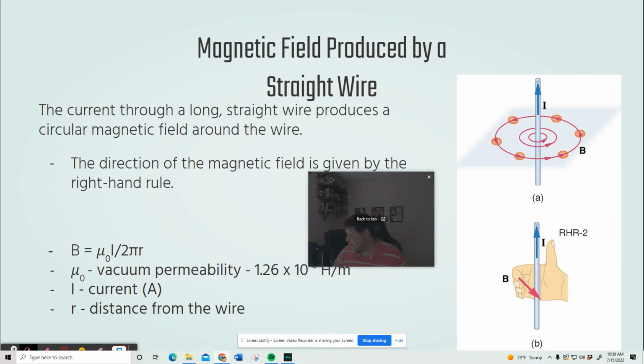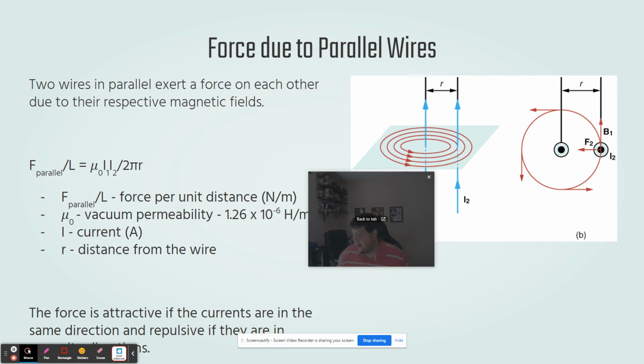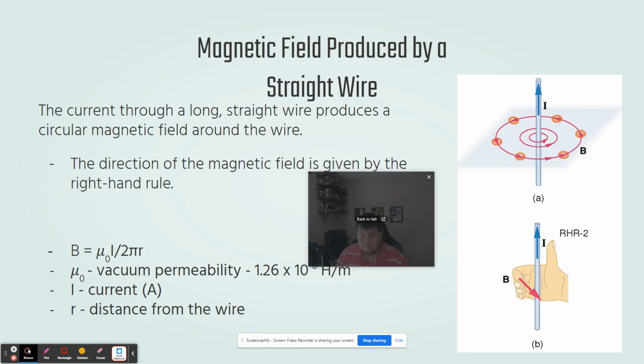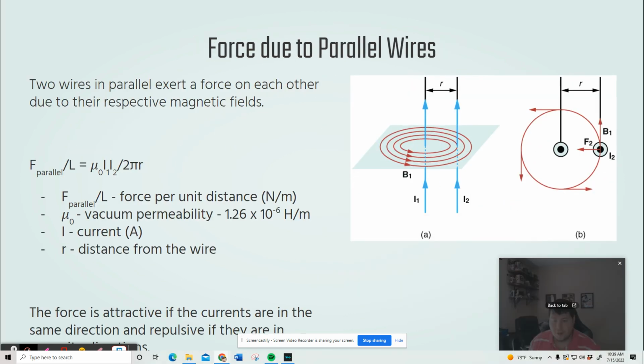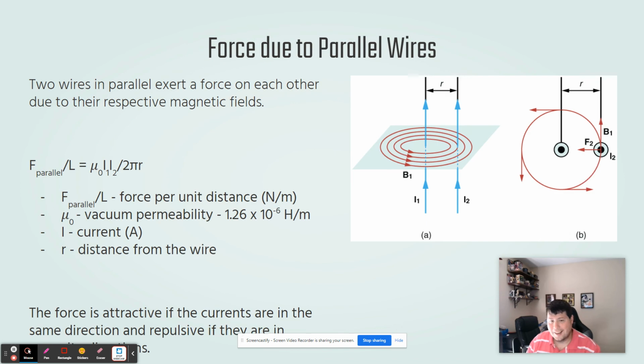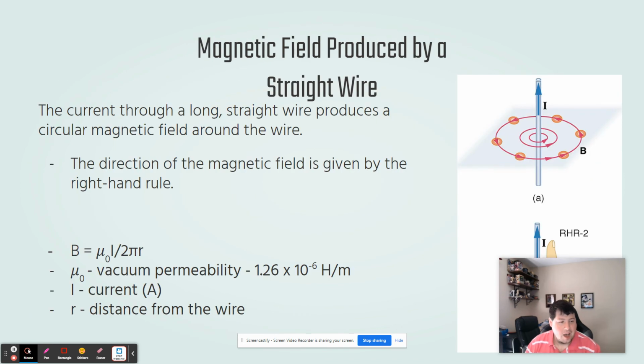So that's always going to give you the direction of your magnetic field. There's a good picture of somebody using the right-hand rule to figure out the direction of their field. All right, the pen's being a little frustrating there, so we'll see if I can get it working again.